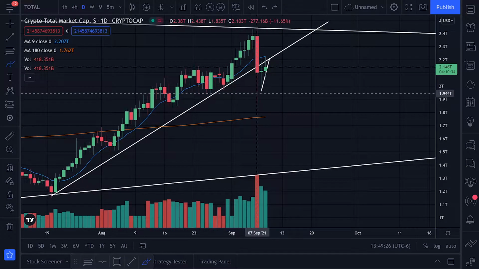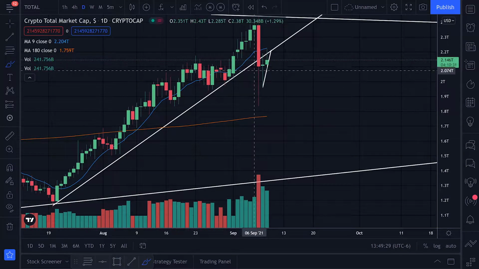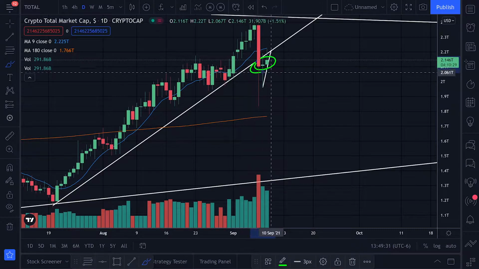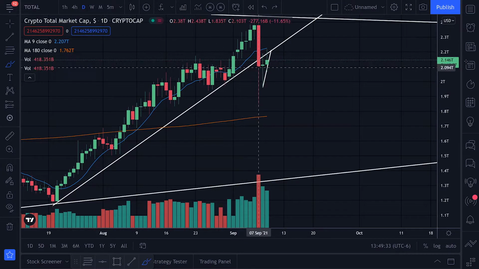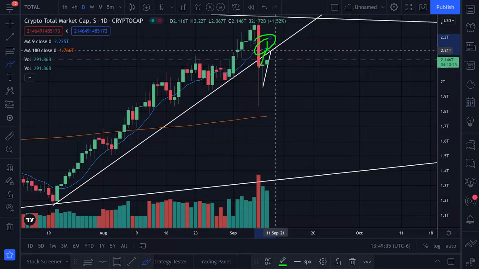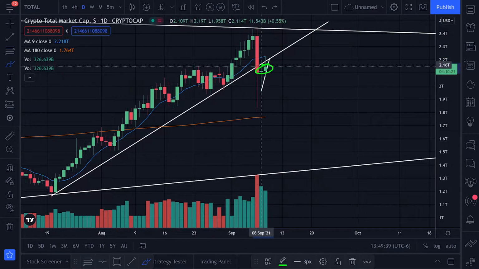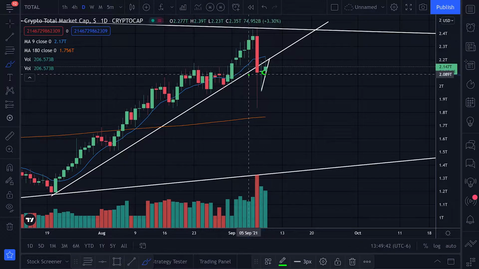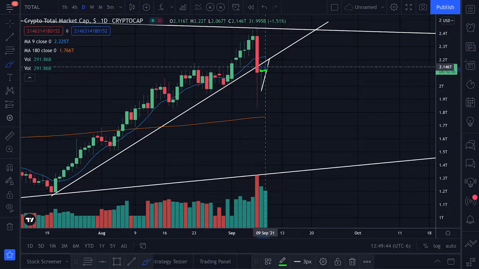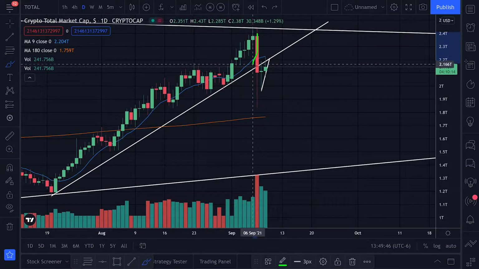What I was talking about in yesterday's video or the day before that is, are we going to close below this trend line right here, or are we going to be able to pump up and close above it? So far, we haven't been able to close above it. We've been closing below it. What I do like is that we are getting support right here, and we are getting green candles after we had that big red candle.